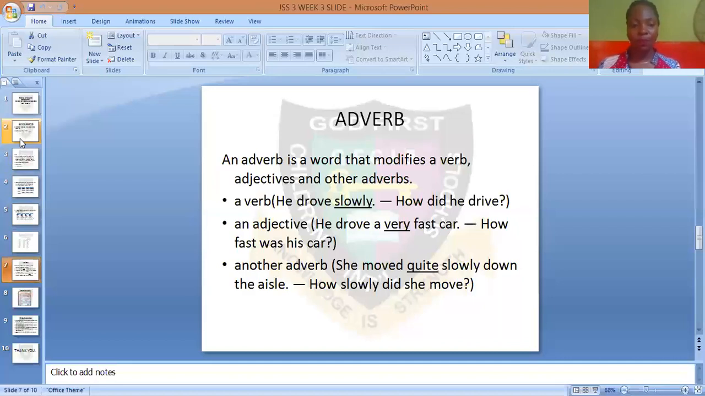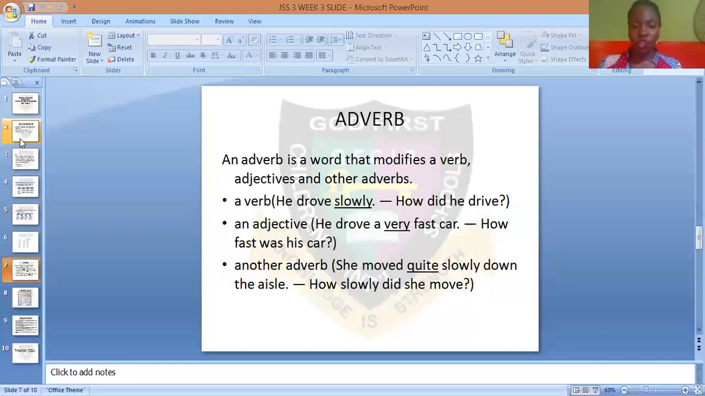The first is a verb. He drove slowly. In this sentence, what is the adverb in the sentence? Slowly is the adverb. Now the question is, how did he drive? He drove slowly. So what is this adverb modifying? It's modifying the verb in the sentence.